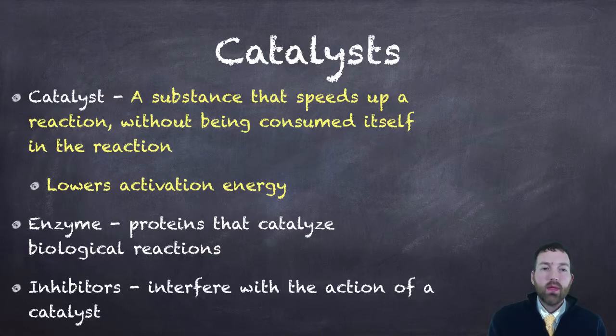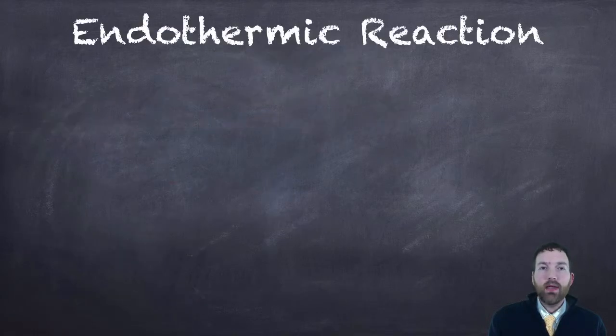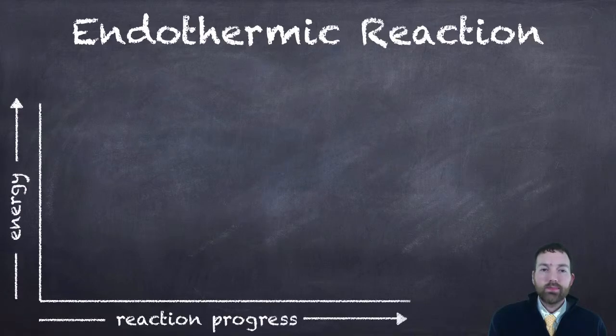And life would not be possible without enzymes lowering the activation energies for all of the reactions that keep you alive. There's also an opposite of a catalyst that is an inhibitor. This is something that will interfere with the action of a catalyst. It just works in reverse. And that's more of a concept for a biology class. We don't usually talk about inhibitors too much in chemistry. So let's look at an endothermic reaction's potential energy diagram and how a catalyst can affect it.